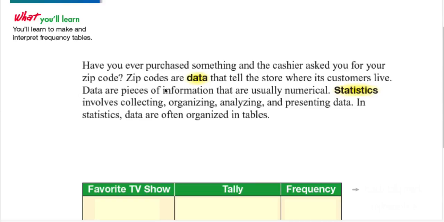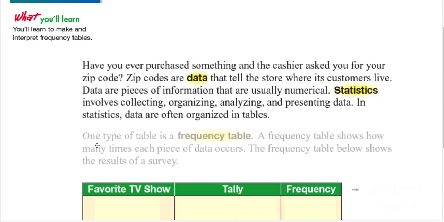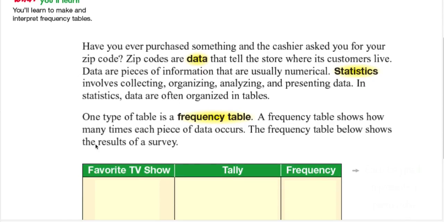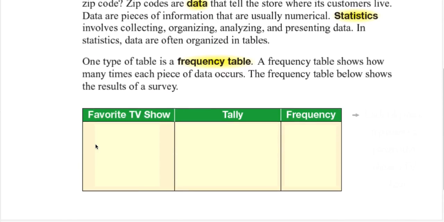In statistics, data are often organized in tables. One type of table that we're going to talk about in this lesson is what we call the frequency table. Definition of a frequency table: it shows how many times each piece of data occurs.